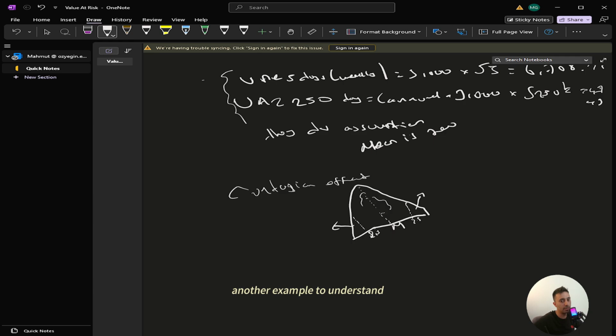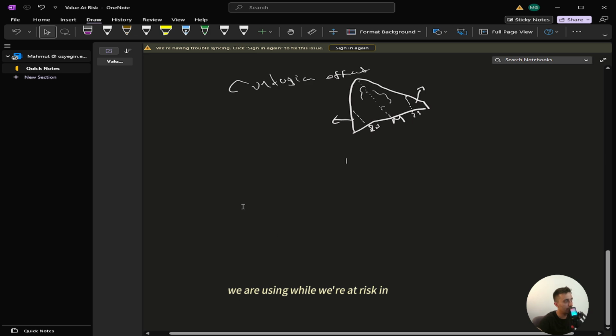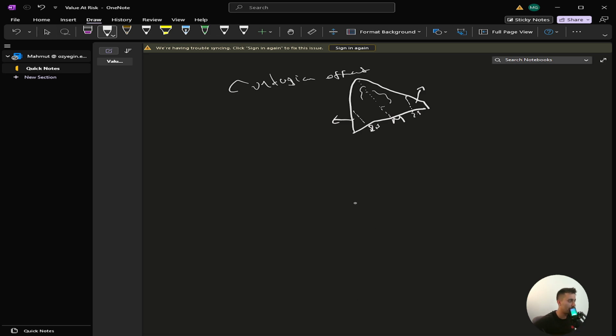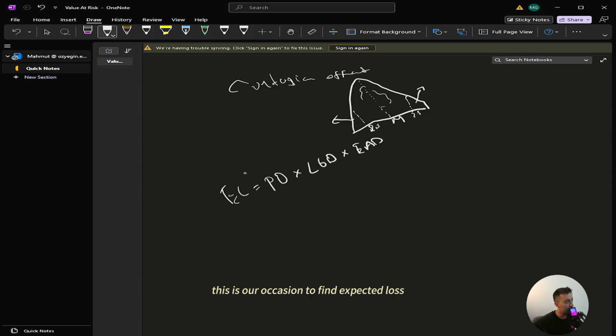Another example to understand value at risk better, guys. We are using value at risk in risk management with different chapters. If you are a risk management specialist, you know we have expected loss, guys, right? Expected loss is equal to PD times LGD times EAD, right? This is our equation to find the expected loss ratio. Okay, this is our expected loss ratio.